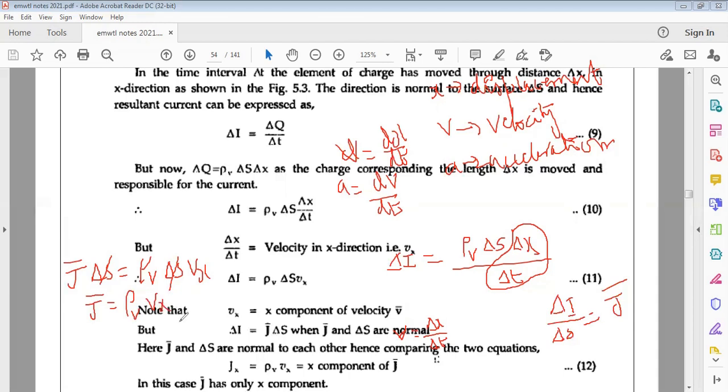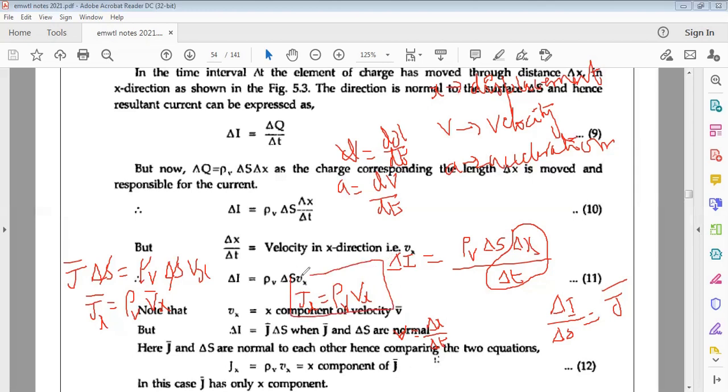J bar is equal to rho v into Vx. See, it is a vector and it is in the x direction. So the x component of J bar in this case has only the x component, that is Jx. Otherwise, it has only the magnitude: Jx is equal to rho v into Vx, where Vx is the x component of the velocity V bar and Jx is the x component of the J bar.